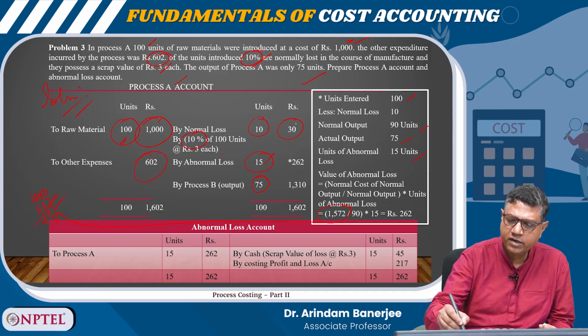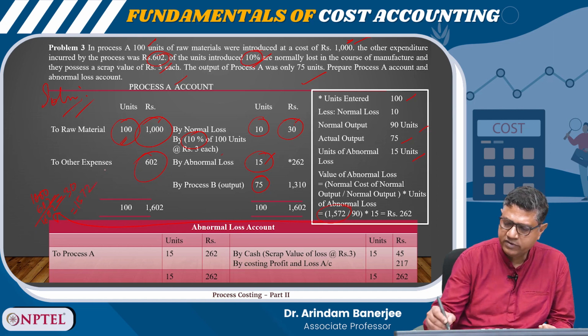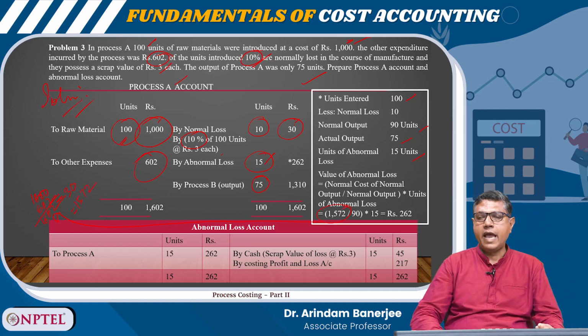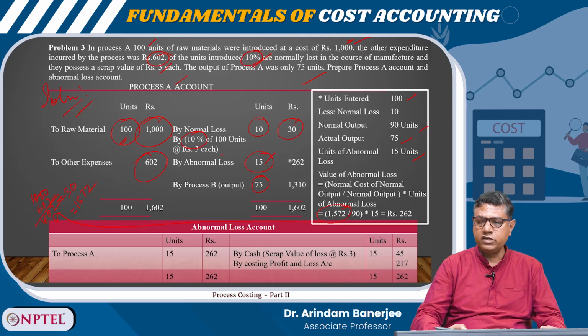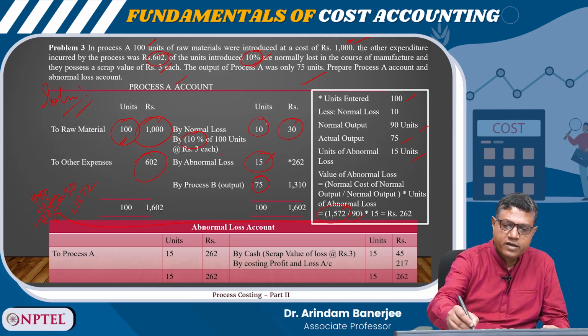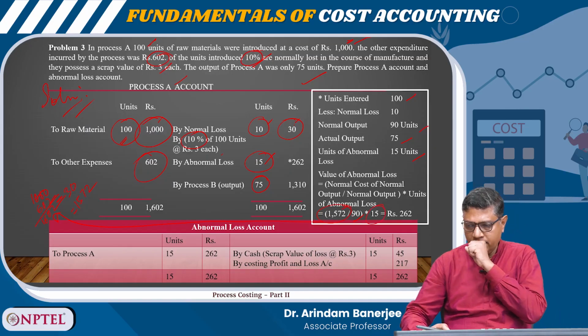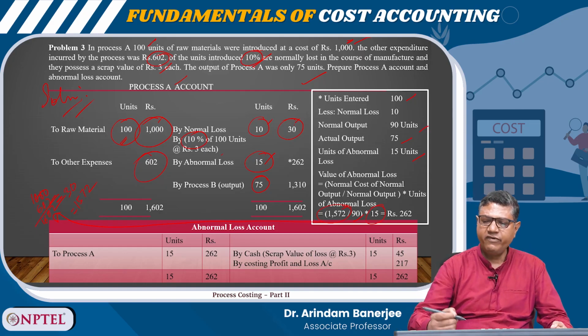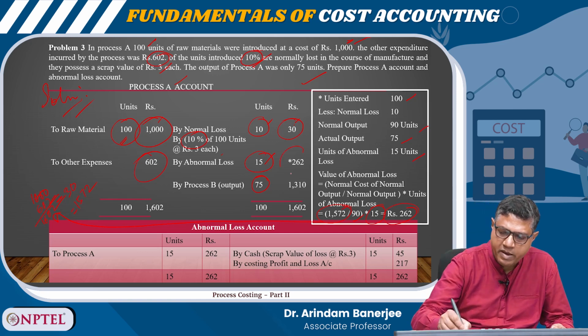expense, minus this normal loss is 30. So, if I deduct 30 from here, I am getting 1572. This 1572 is mentioned here, right. And this 1572 should be my cost for 90 units, because 10 is my normal loss, 90 into the abnormal loss is 15, right. So, 1572 divided by 90 into 15, it is coming to 262. Okay. So, this 262 I am putting here.